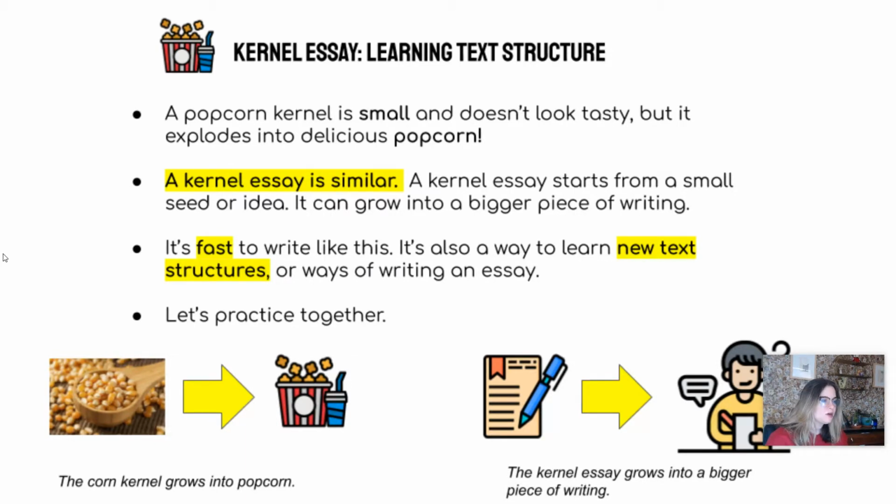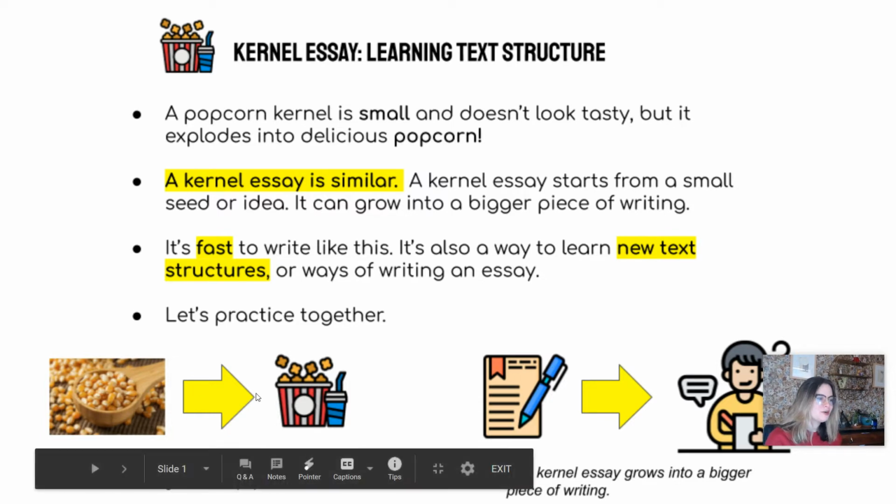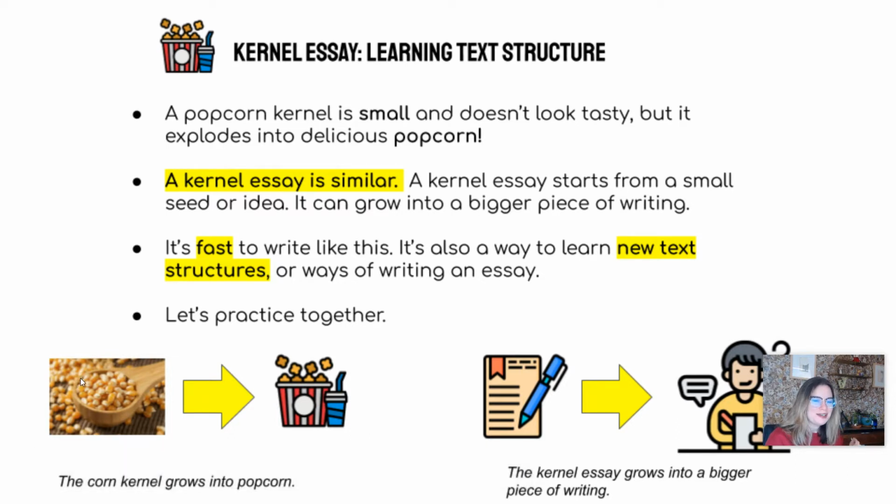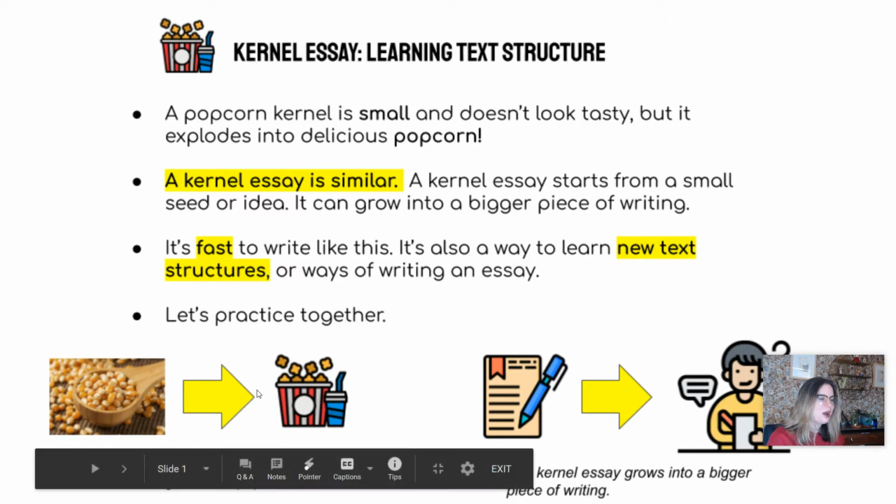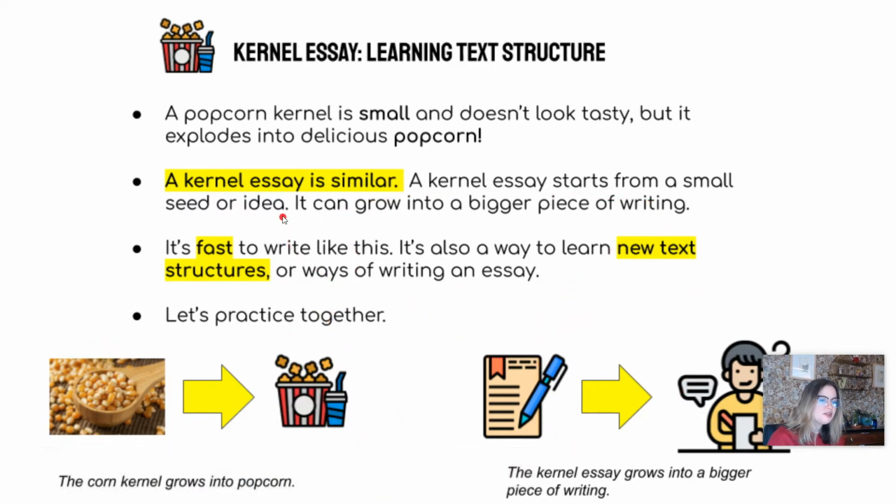So last class period, we previewed what a popcorn kernel looks like and what it turns into. Just like a popcorn kernel that looks small and tiny and explodes into something tastier, a kernel essay structure can help us grow our work into a bigger piece of writing. A kernel essay starts from a really small seed or idea. Today we're going to be working with truisms as our main idea. And then we're going to put it all together, and it's really fast to write this way.